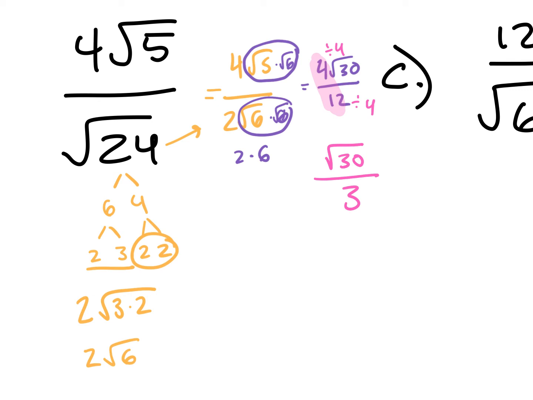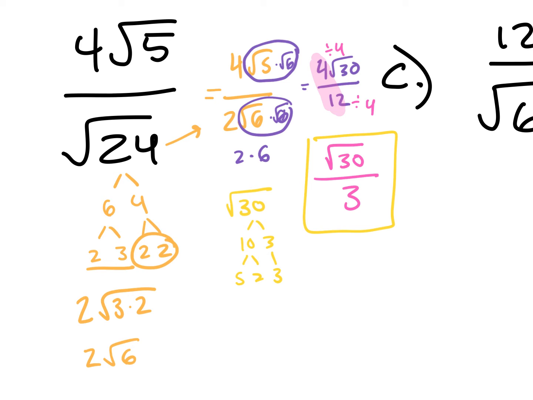Last step is, let's see if I can break down square root 30. What are 2 factors of 30? 10 and 3. 2 factors of 10? 5 and 2. Can I break it down any more? No. Do I have any pairs? No. So I just leave it as square root 30. So square root 30 over 3.